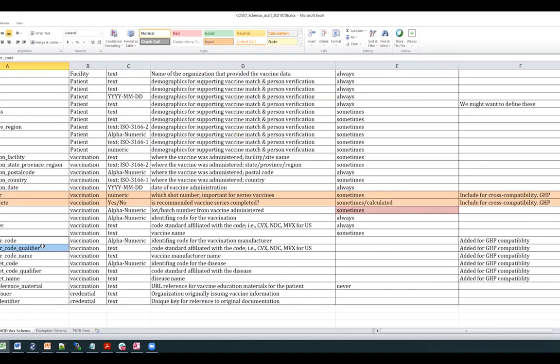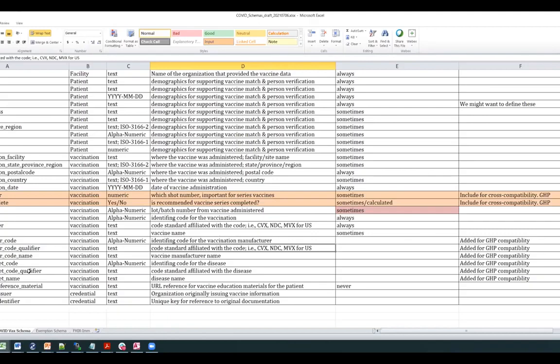Keela, are you adding predefined entries to some of these attributes? I'm thinking like with the CVX code for COVID, you could probably just do predefined entries to make it easier for people so they don't enter the wrong codes. Yeah, that would happen at the point of data capture though, right? Not necessarily on the creation of the credential.